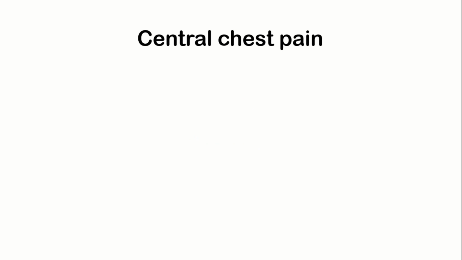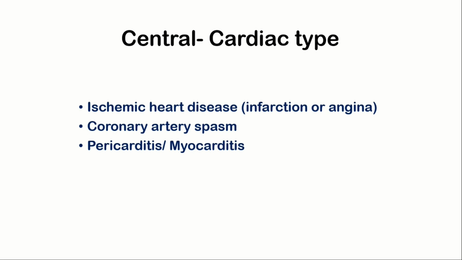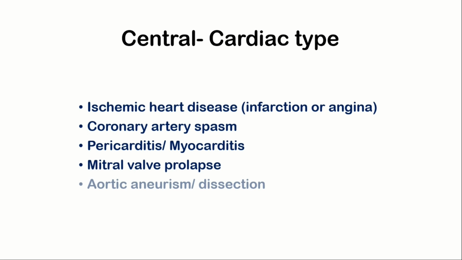Now let's talk a bit about the causes of central chest pain. Causes of central chest pain can further be divided into cardiac causes and non-cardiac causes. Cardiac causes of central chest pain are ischemic heart disease, which includes myocardial infarction and angina, coronary artery spasm, pericarditis or myocarditis, mitral valve prolapse, aortic aneurysm, or dissection. Aortic aneurysm is dilation of a part of the aorta. Aortic dissection is bleeding into the aorta wall due to a tear in the inner wall of the aorta.